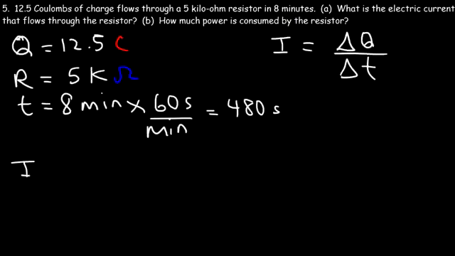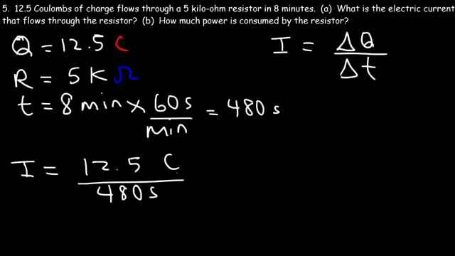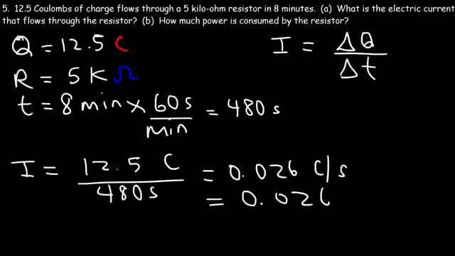So now we can find the electric current. The charge that flows through any given point is 12.5 coulombs. And let's divide that by 480 seconds. Keep in mind, 1 amp is 1 coulomb per second. 12.5 divided by 480 is 0.026 coulombs per second, or simply 0.026 amps, which is equivalent to 26 milliamps.